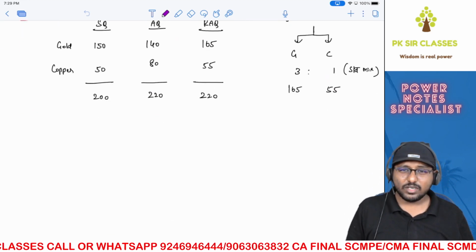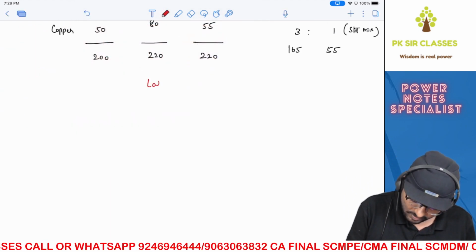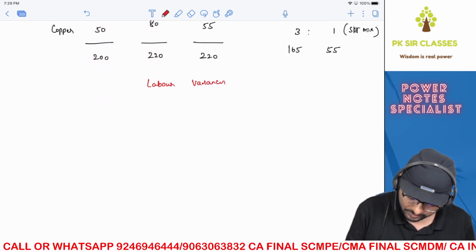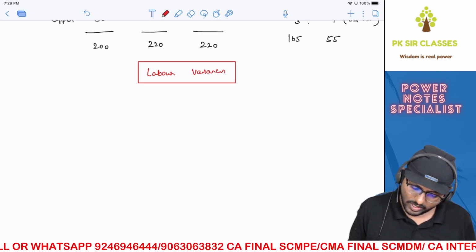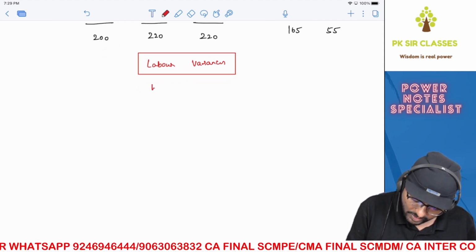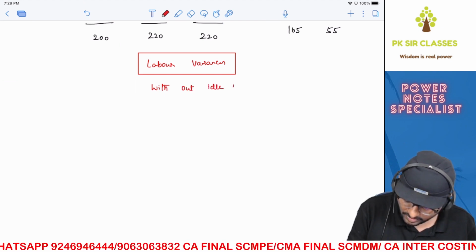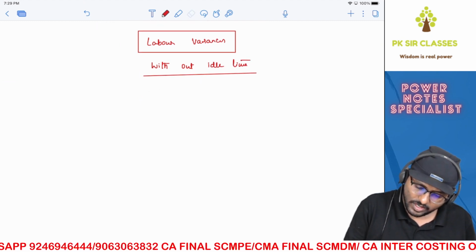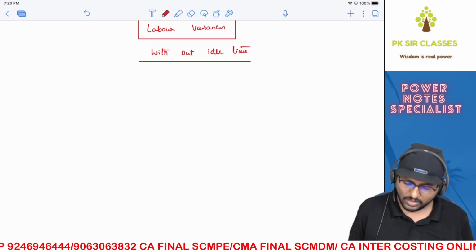Okay, I think we are done with material variances in the last class. Now let's go with labor variances. What we're going to do with respect to labor variance is that first we will write how the entire labor variances will look without idle time. Then we're going to write it with idle time. Are you able to get me? Let's see how it looks.